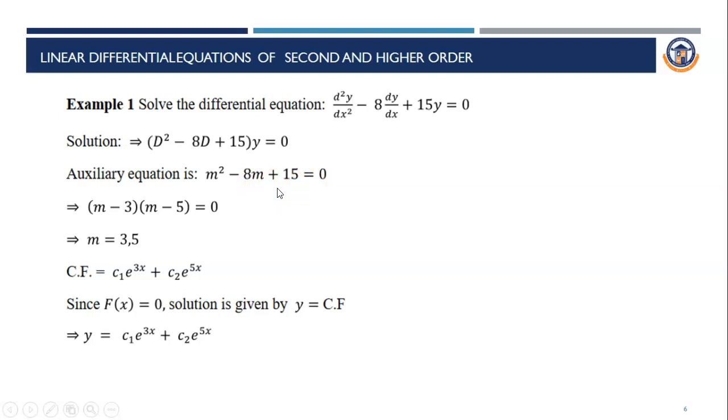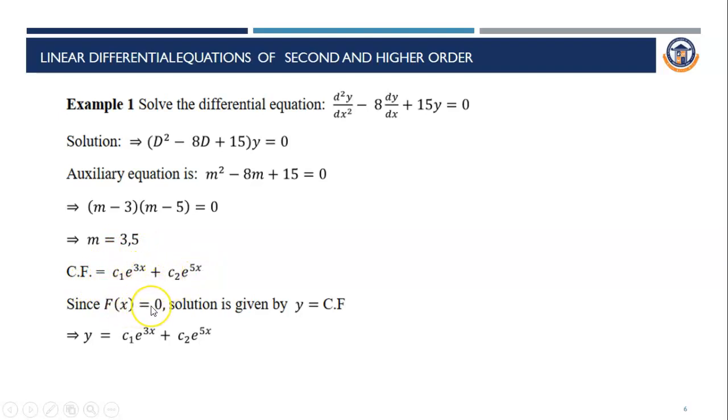So we can find the roots using synthetic division or the quadratic equation, that is m is equal to minus b plus or minus square root of b square minus 4ac, whole divided by 2a. Using any one of the methods, find the roots. So the roots are m is equal to 3, 5. These roots are real and different. So m1 is equal to 3 and m2 is equal to 5. Therefore the complementary function is c1 e power 3x plus c2 e to the power 5x.